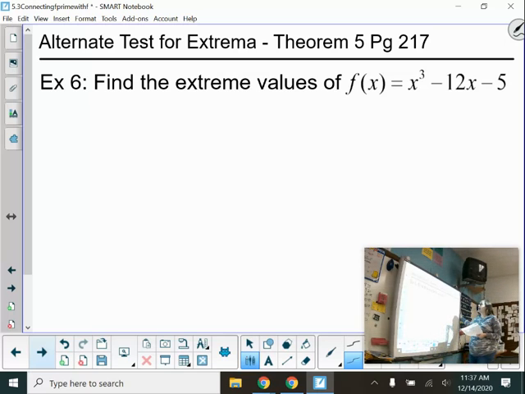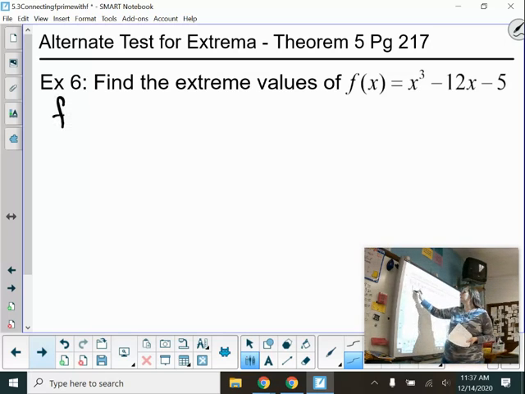On page 217 is Theorem 5. This is an alternate test for extrema. The alternate test talks about using the sign of the first or the second derivative, as well as where the first derivative exists, to figure out if you have a maximum or a minimum. So I do encourage you to read over that. We're not going to be using that a whole lot, but it is helpful to have another way to find the extreme values.